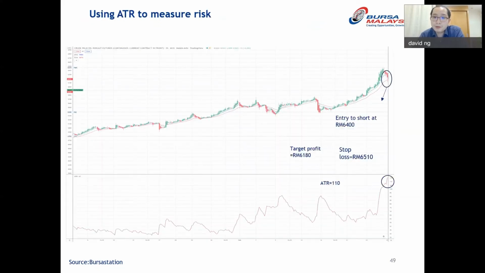For example, if you enter a short, there's a very good entry to short because a bearish crossover is coming in. You have a red Heiken Ashi full body candle. It's a good entry to short at this level. And if the ATR value is 110, and you work on a 2-to-1 reward to risk ratio, that means you're looking at 2 times ATR as your profit level, and you only risk 1 ATR as your risk level. So that's where you'll be putting a stop loss at 6,510 and your target profit at 6,180. That's how you calculate based on ATR value. So as long as the ATR value changes, you'll be managing your stop loss based on the ATR value accordingly.